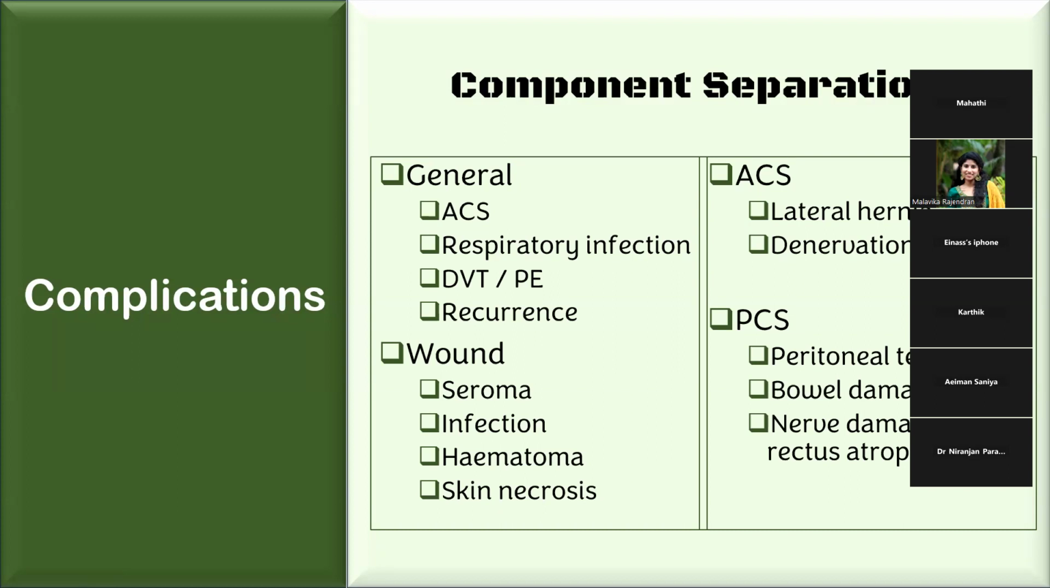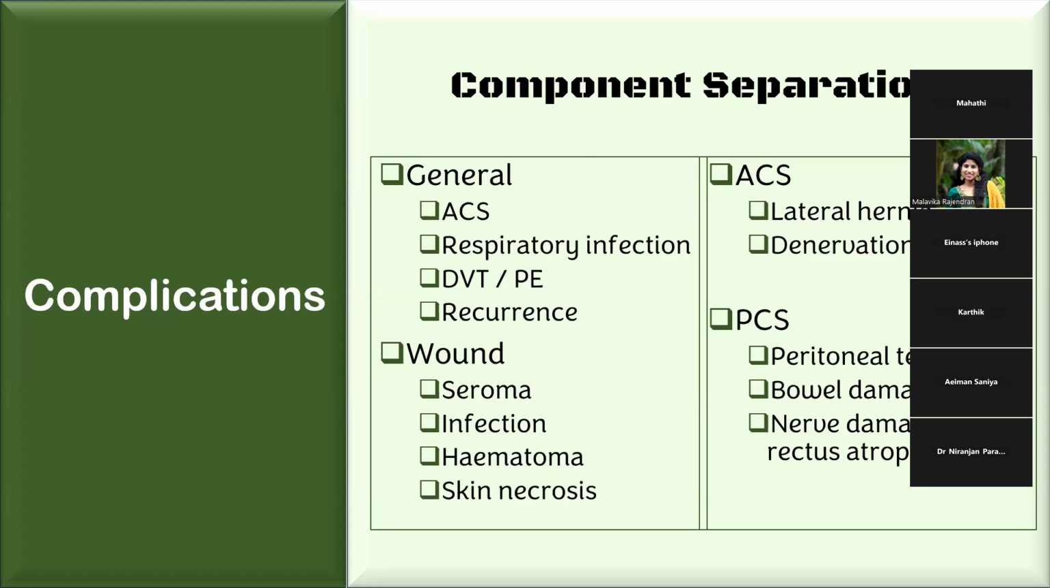So to get your complications in a comprehensive list, I keep on telling you, for anything in surgery, classify your answer. Give it under subheadings. The subheadings here would be general complications, wound complications, abdominal compartment syndrome. And in a posterior component separation, you're into the abdomen. So in the anterior, it doesn't happen. You've got to look at getting into the abdomen and what are its problems.